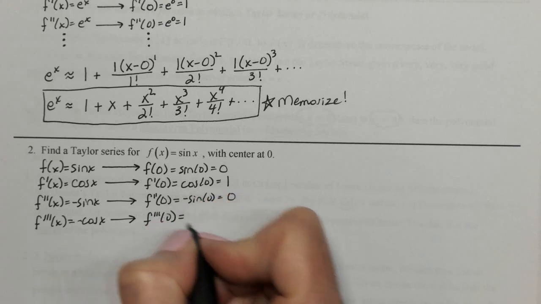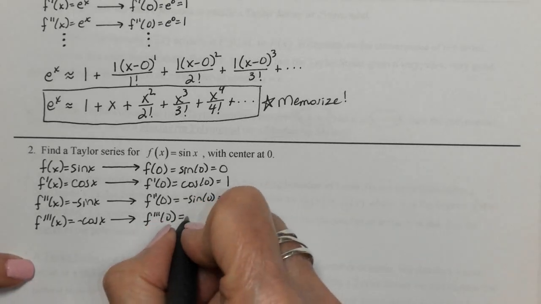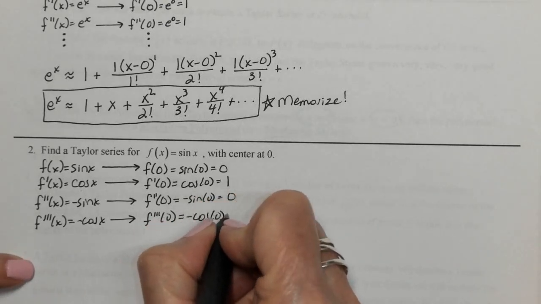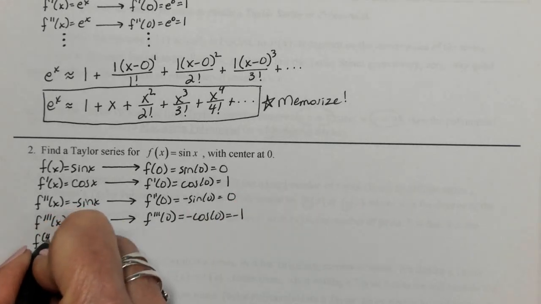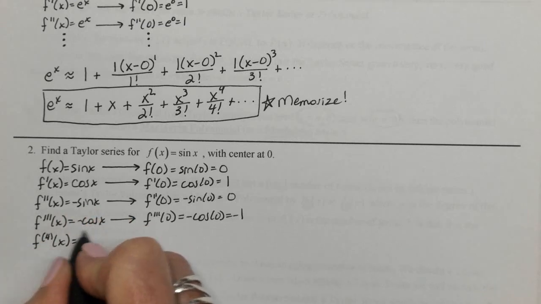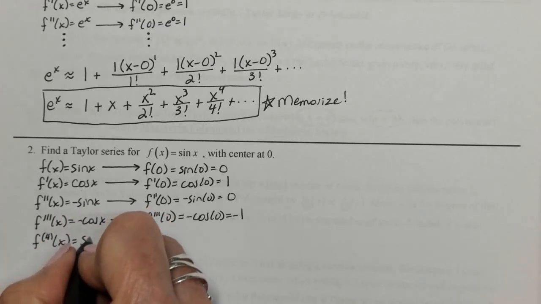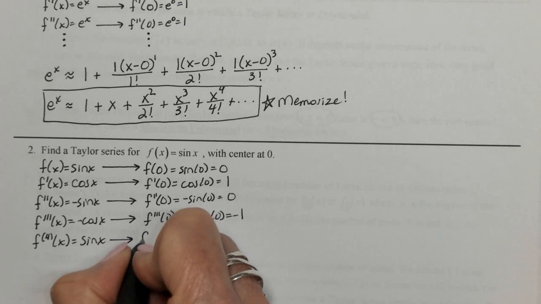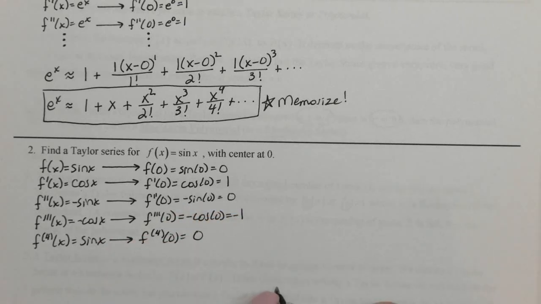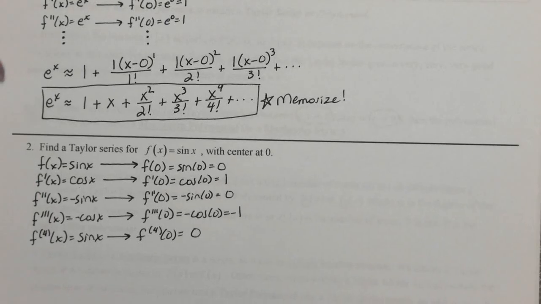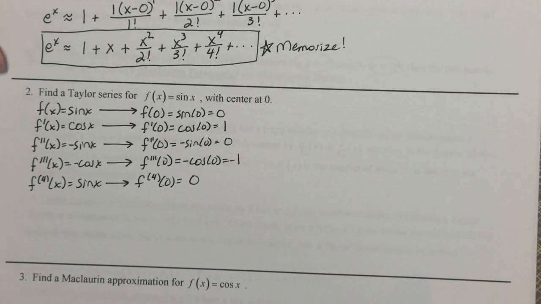So the third derivative of f at 0 will be negative cosine of 0, which is negative 1. Fourth derivative. The derivative of negative cosine is positive sine. And the fourth derivative at 0 will still be 0. Sine of 0 is 0. And now we're going to start repeating.